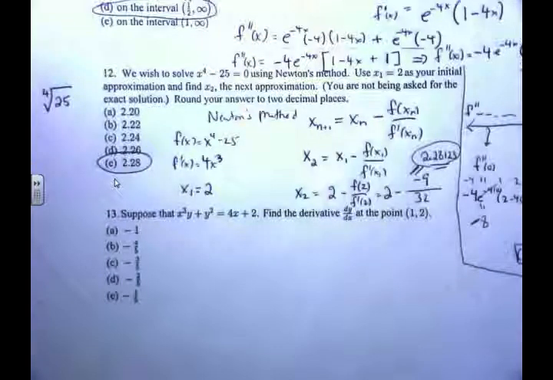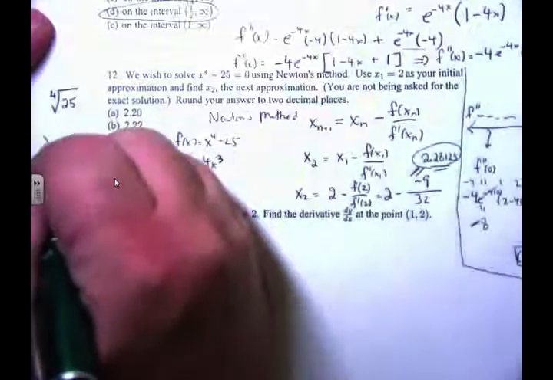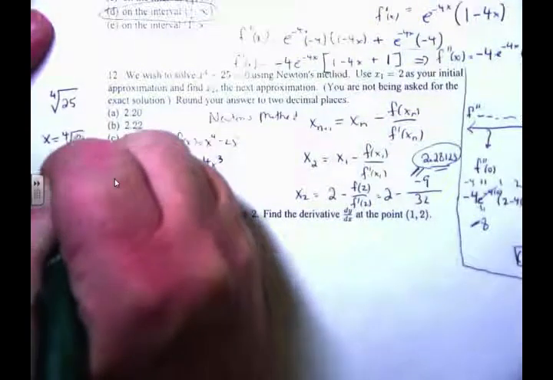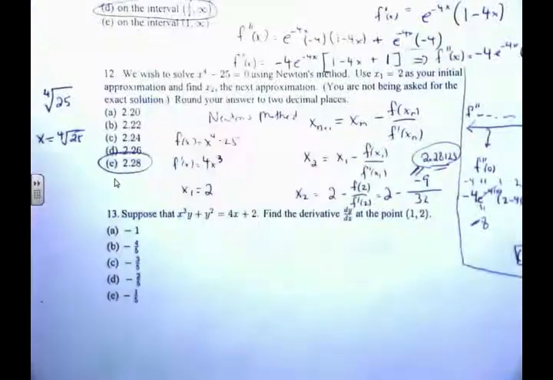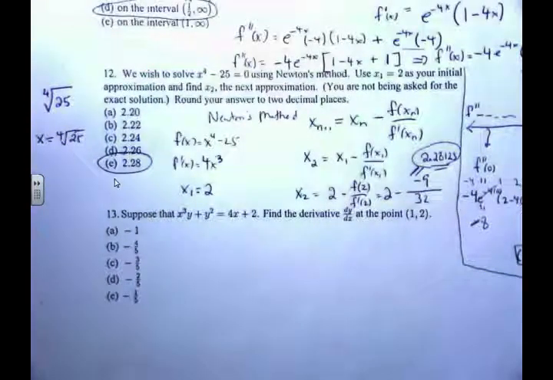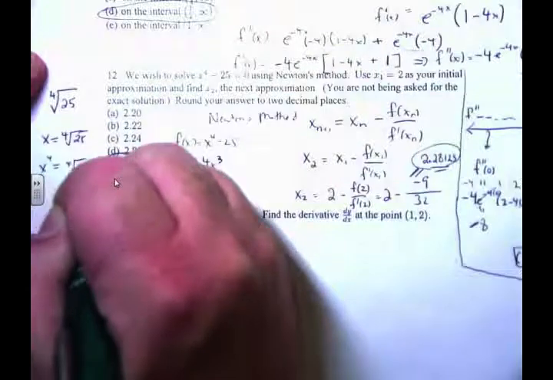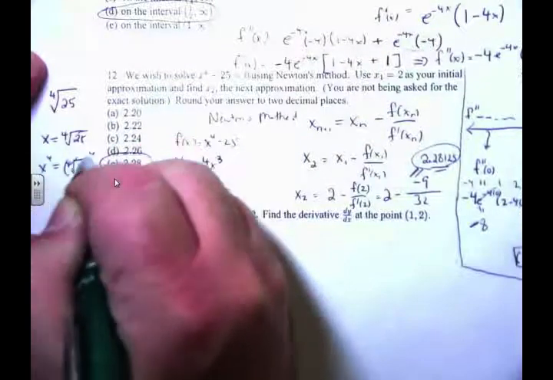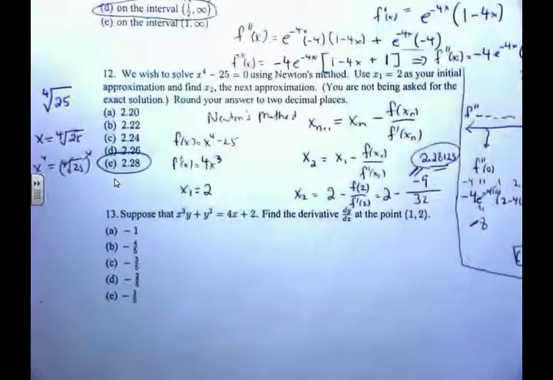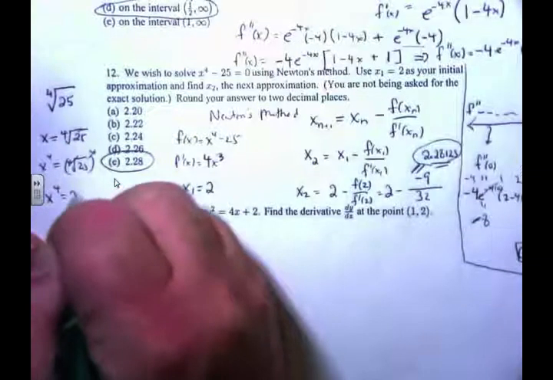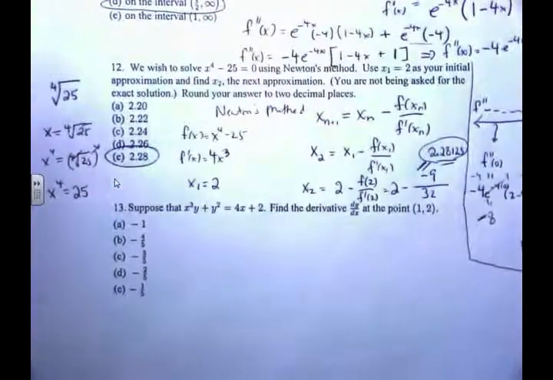Well, to do Newton's method, you actually have to create the function. So to create the function, you would set x equal to the fourth root of 25 and then work backwards to try to create a function. What gets rid of fourth roots? Fourth powers. So I could take the fourth power of both sides. You with me? Fourth root and fourth power cancel. That gives me x to the fourth actually equals 25, if you think about it.